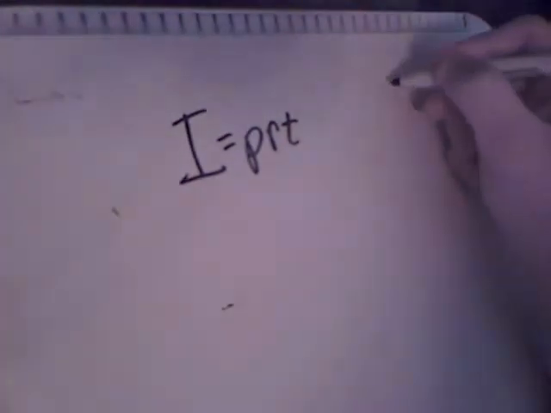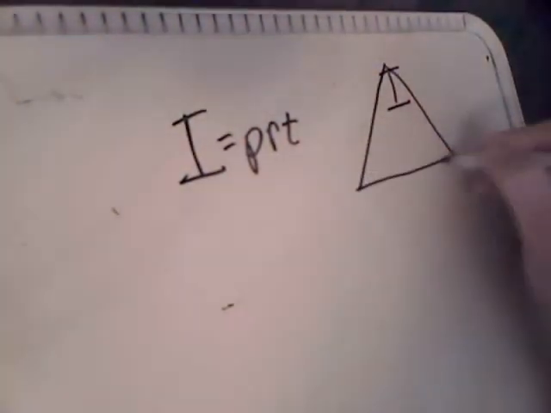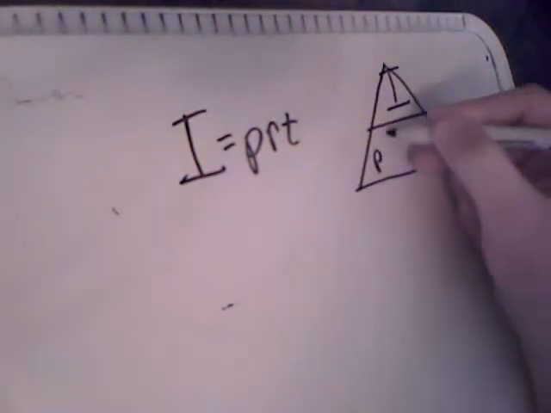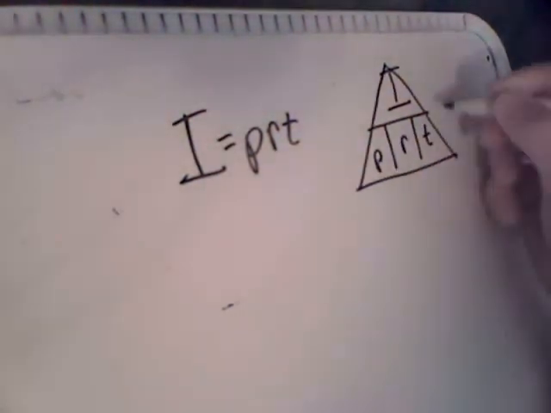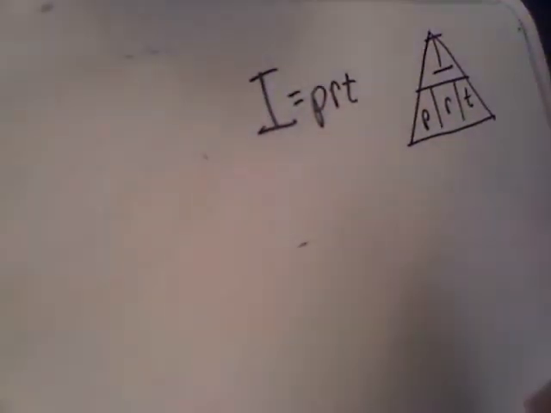Another way to remember this equation, and this is also a really good way to calculate it, is to create a sort of pyramid with it, where you have the interest, the principal, the rate, and the time. And we're going to talk about how to use both of these things as we go along.